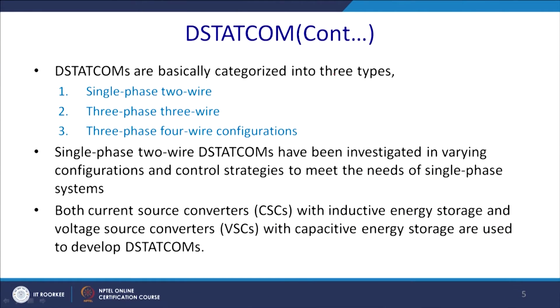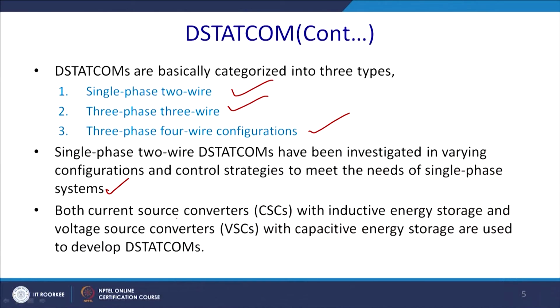DSTATCOM can be categorized into 3 types. It can be single phase 2-wire type, and it may be 3-phase 3-wire type. DSTATCOM can be 3-phase 3-wire type, and 3-phase 4-wire type configuration is also put into perspective. So, this single phase 2-wire STATCOM has been investigated in varying configurations and control strategies to meet the need of the single phase, and this is generally for low voltage application, and it does not find much application nowadays because distribution systems are mostly 3 phase 4 wire or 3 wire.